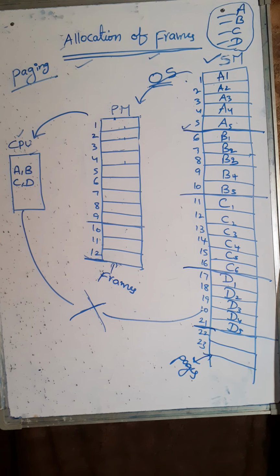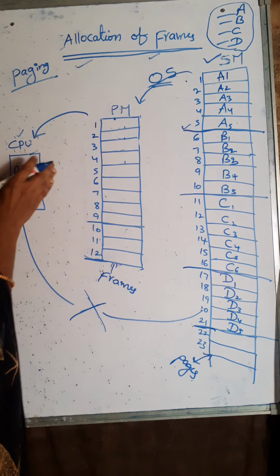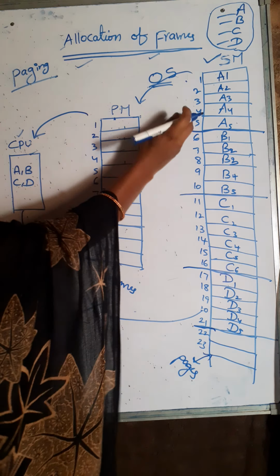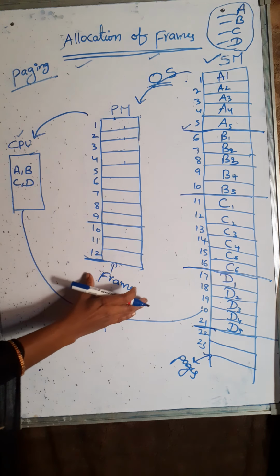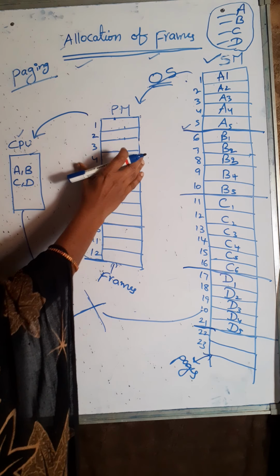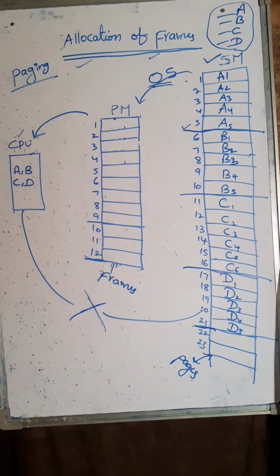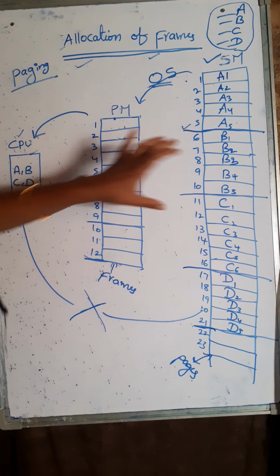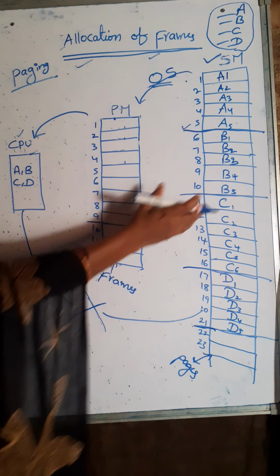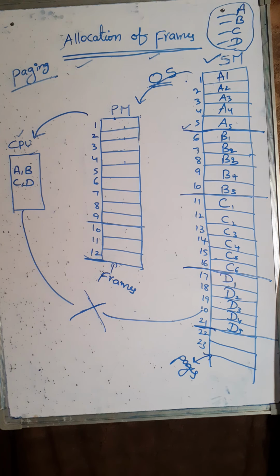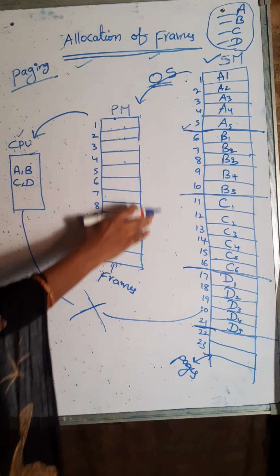That means in order to execute any program, first that program should be brought from secondary to primary. That means here we should allocate these frames for the processes. In the allocation of frames topic, we are going to discuss how we can allocate the frames for the processes. Let us assume that initially the entire primary memory is free.